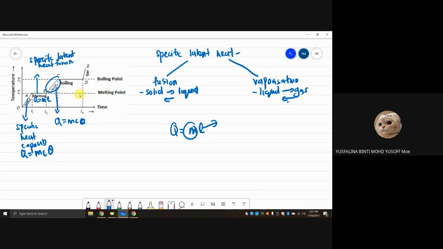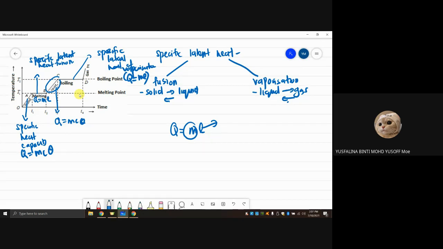And this one, boiling at C and D. The boiling process means the liquid will change to gas. So there is a phase change and there is no increase in temperature. For this one, we call it the specific latent heat of vaporization. And again, if you want to calculate the energy, we use Q equals m l. That is basically what you have to know for the specific latent heat.